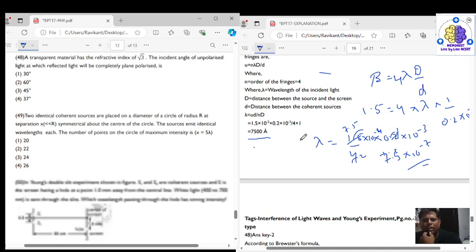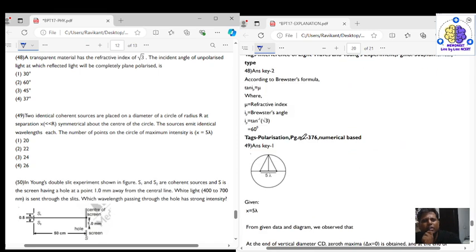Now let's see question number 48. Question number 48 says that a transparent material has a refractive index equal to root 3. Find the incident angle of unpolarized light at which the reflected ray will get completely polarized. So that will be IP, and IP is equal to tan inverse mu, and mu has been given as root 3. So tan inverse root 3 means theta is equal to 60 degrees. So the correct answer for question number 48 is 60 degrees, that is option 2. Right? The formula uses tan IP is equal to mu. Mu has been given as root 3, so IP is equal to 60.